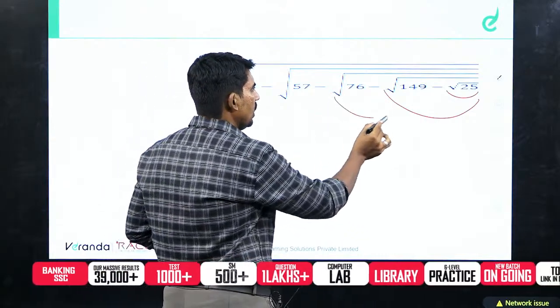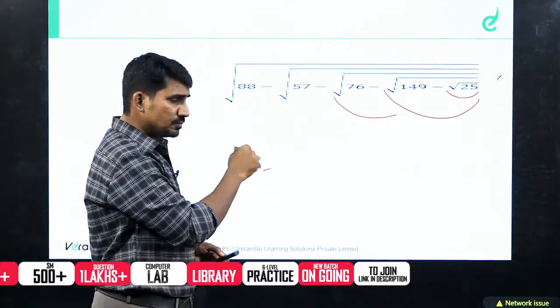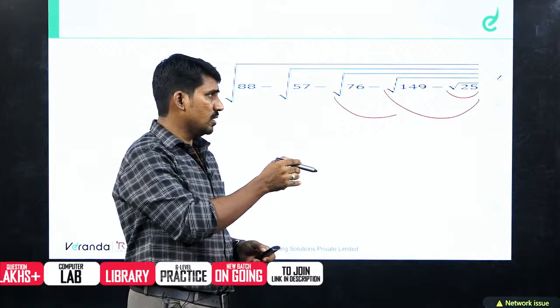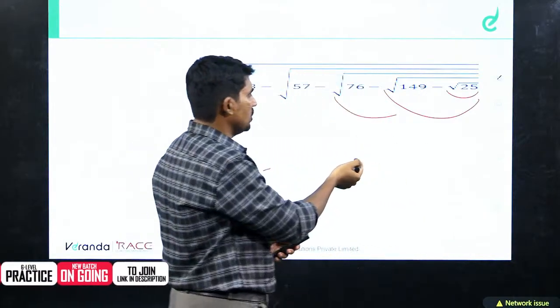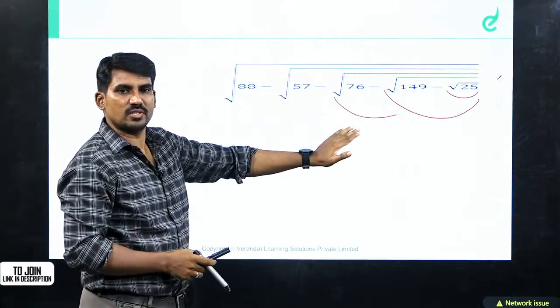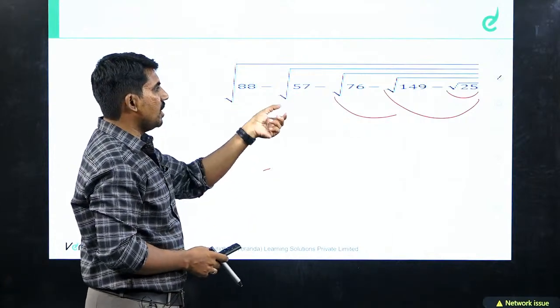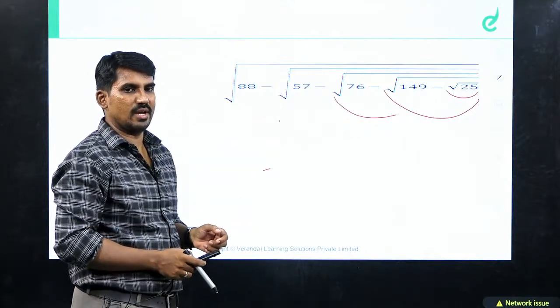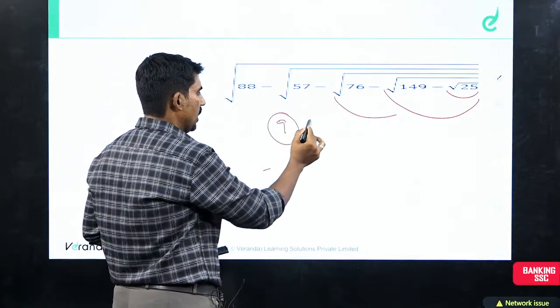Therefore, this full area now becomes what? Root of 64. Root of 64 is what? 8. Then again 57 minus 8. 57 minus 8 is what? 49. Then again 88 minus 7, what is the value? 81. Root 81 is what? 9.